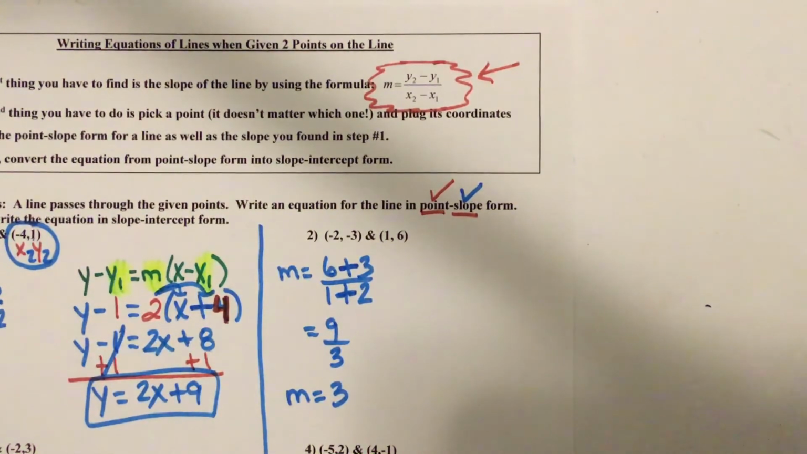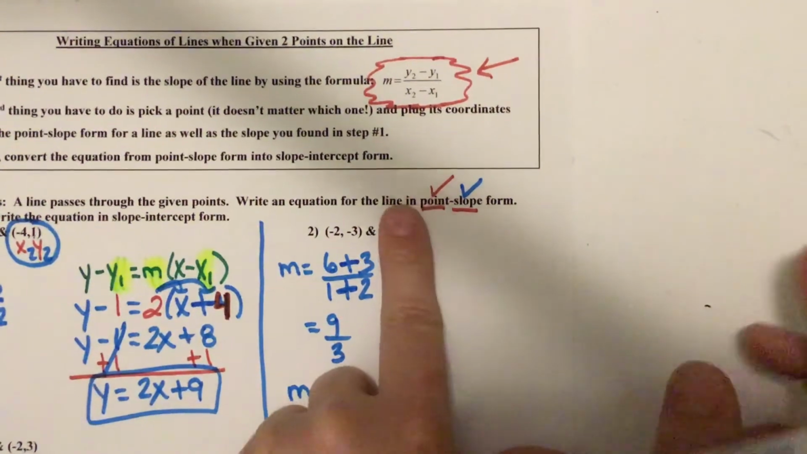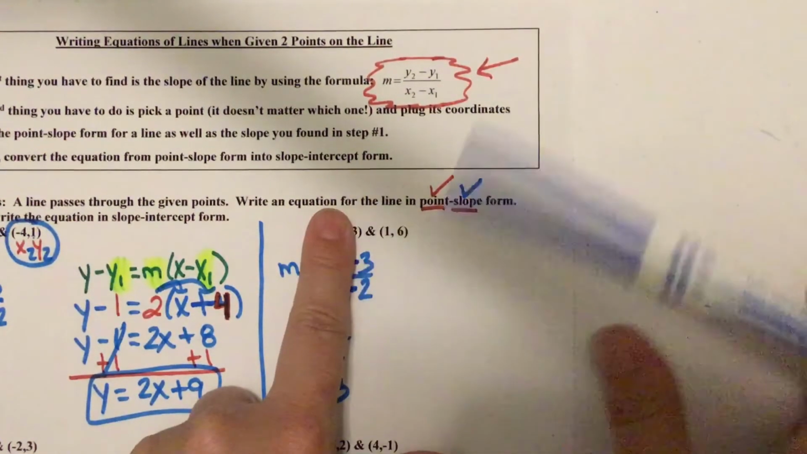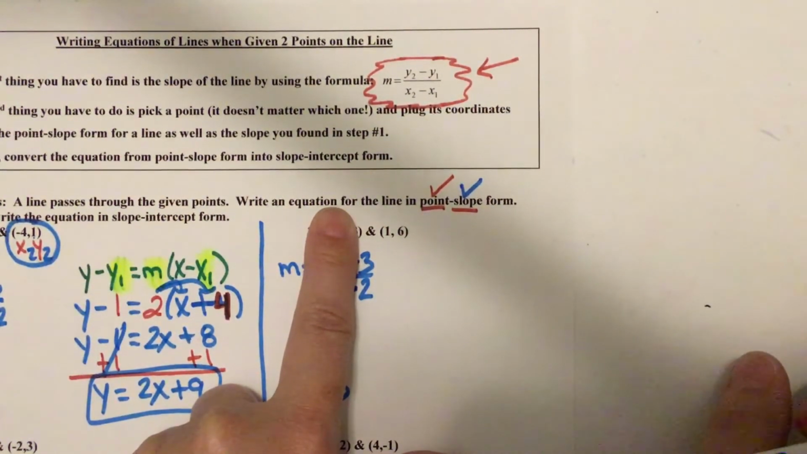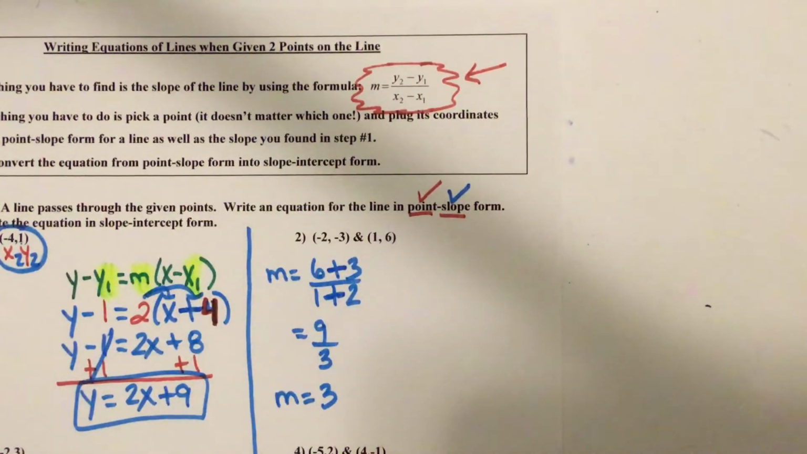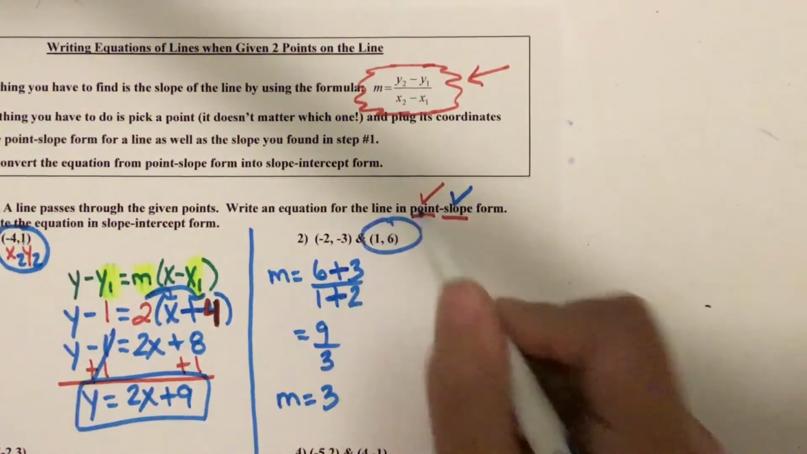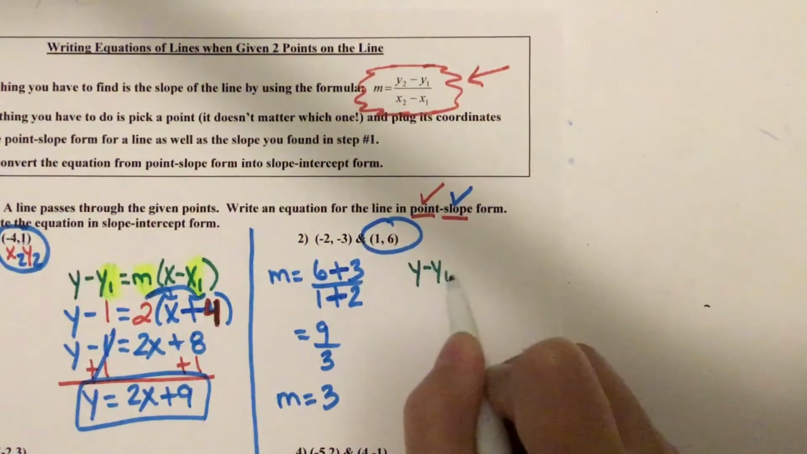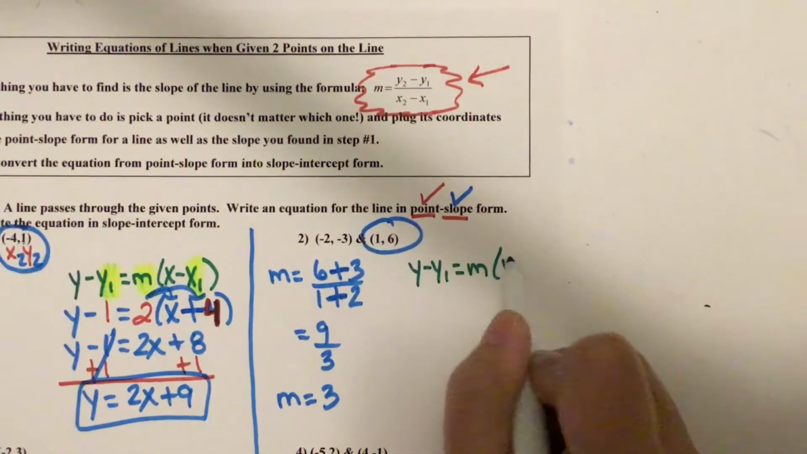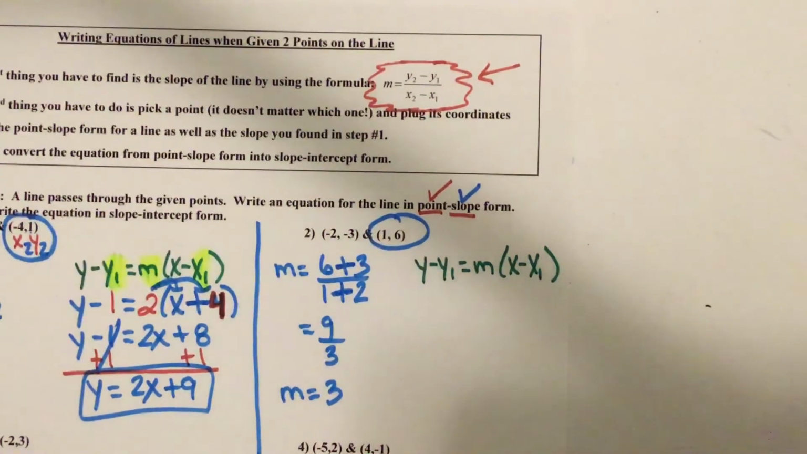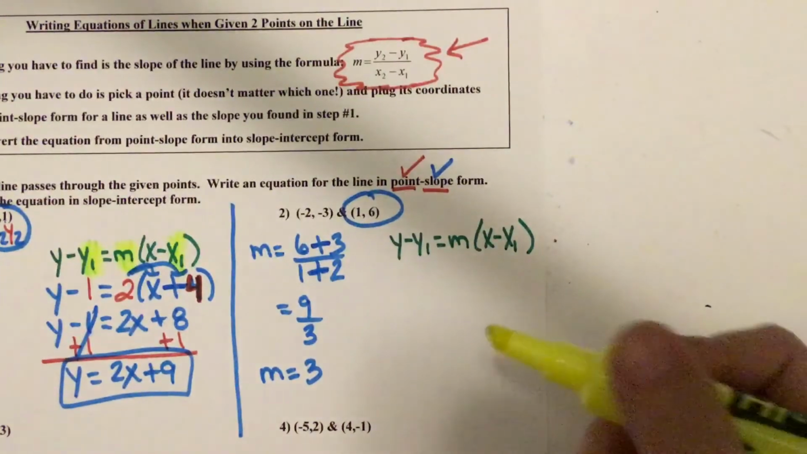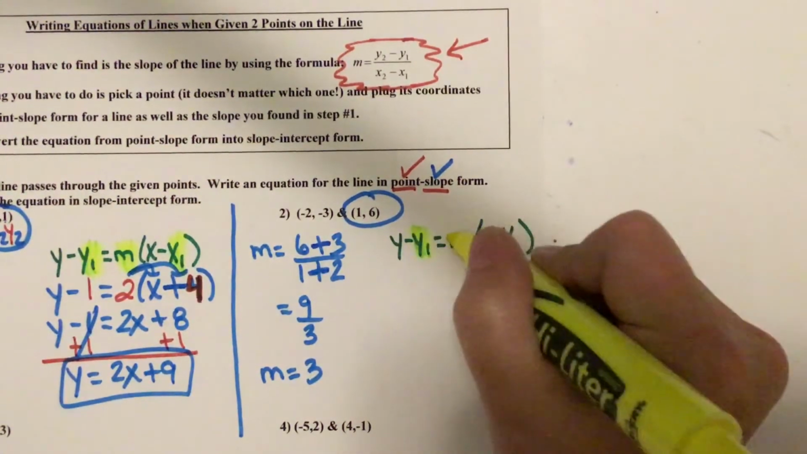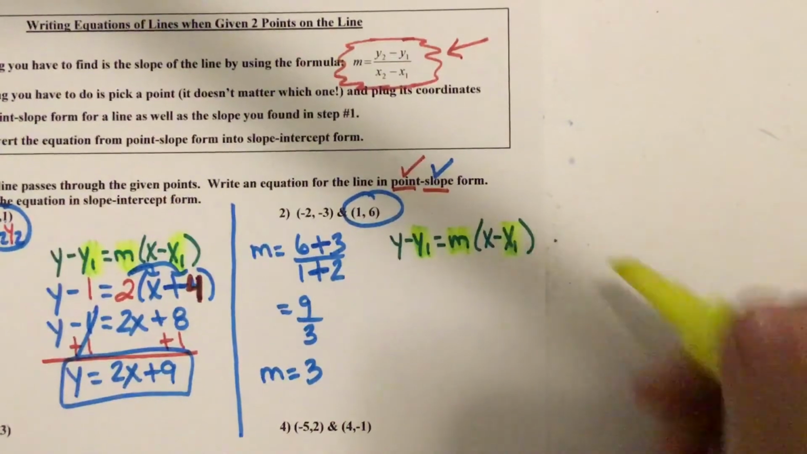Now I get to pick the point that I want to use, and it's up to you. You can either use the first point and ignore the second, or use the second point and ignore the first. Okay? I think I'm going to pick the second point. All right, so point slope form, y minus y1 equals m parentheses x minus x1. And remember, we're going to plug in the y coordinate, the slope, and the x coordinate.